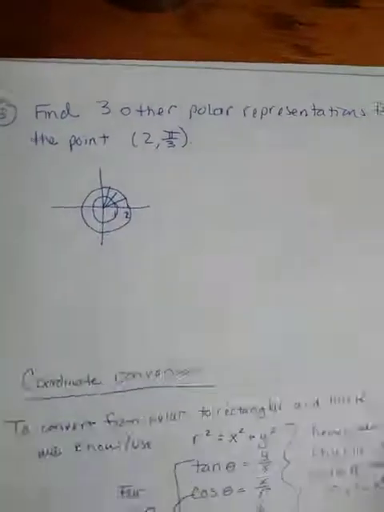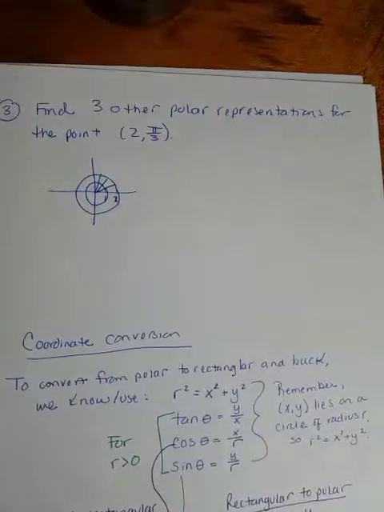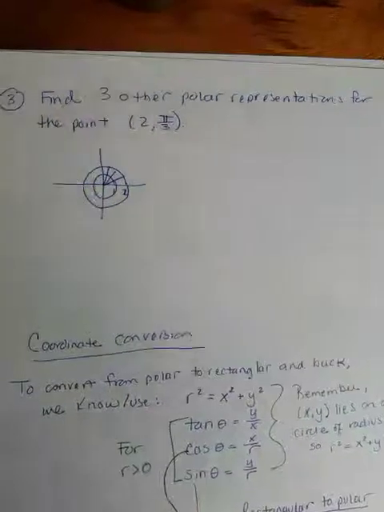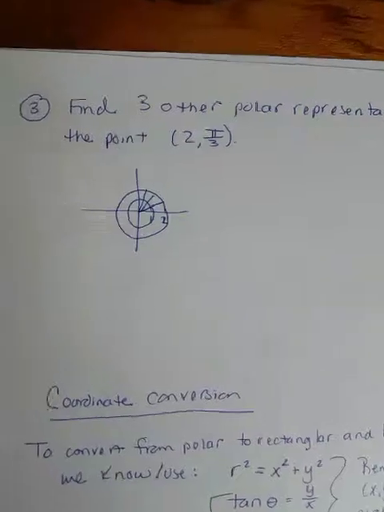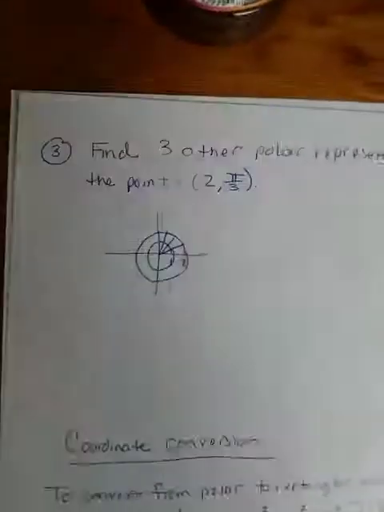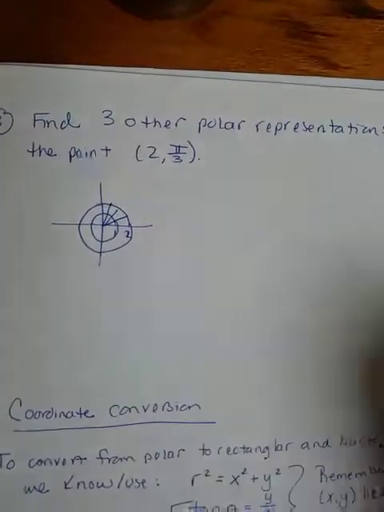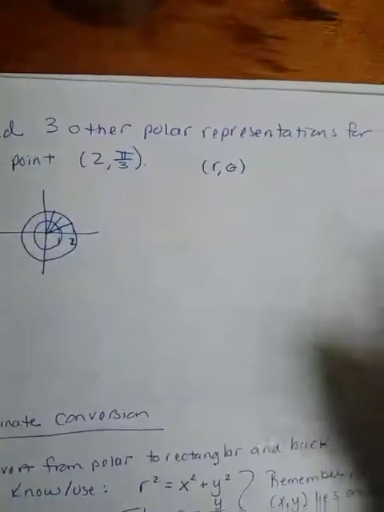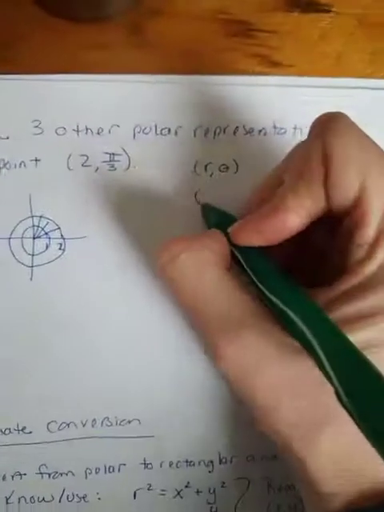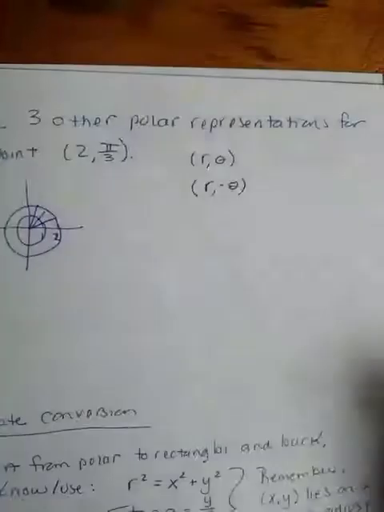So for number 3, find 3 other polar representations for the point (2, π/3). And I didn't give you any restrictions, but it would be nice if you didn't just keep throwing on rotations there. Try not to be too much of a wise guy about it. But here, let me show you some different points that you could find. The point that you're given here is (r, θ), and just to give you an outline, the other 3 points you can find are just different combinations of the negatives.